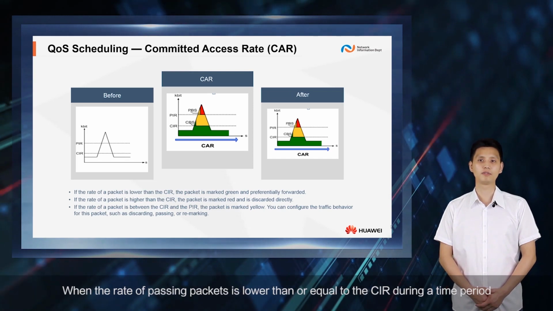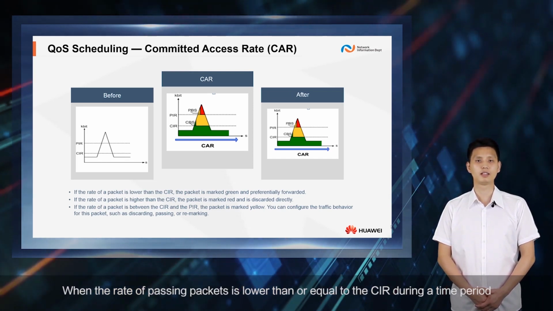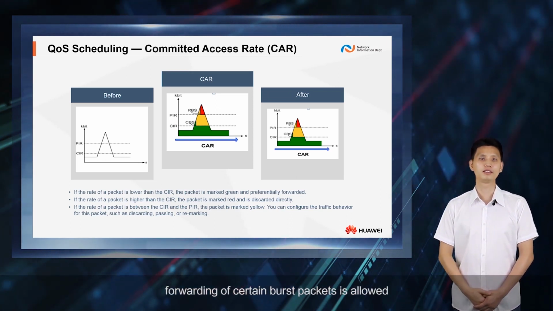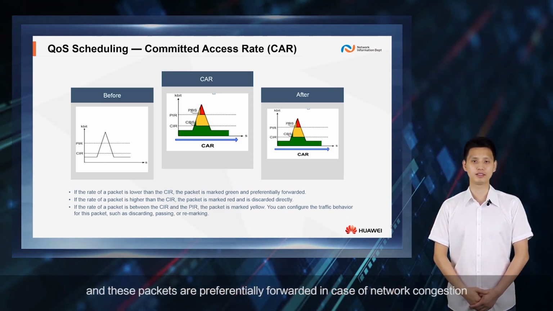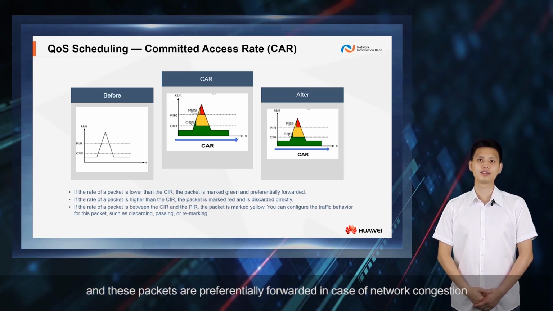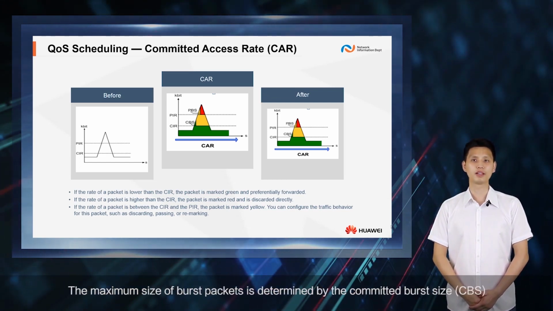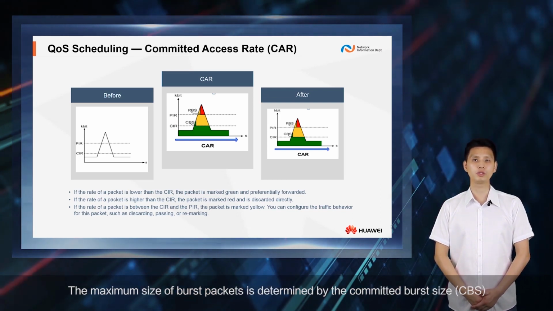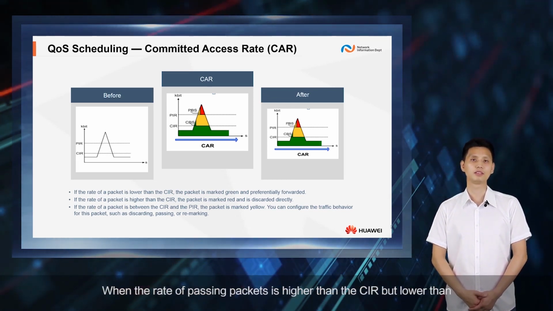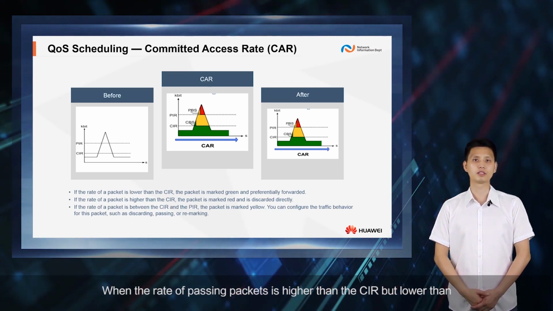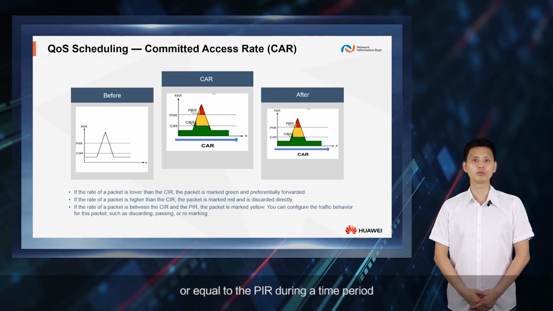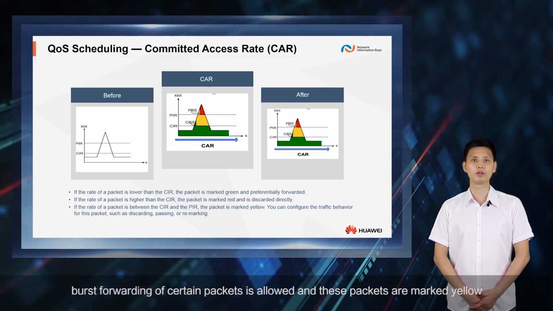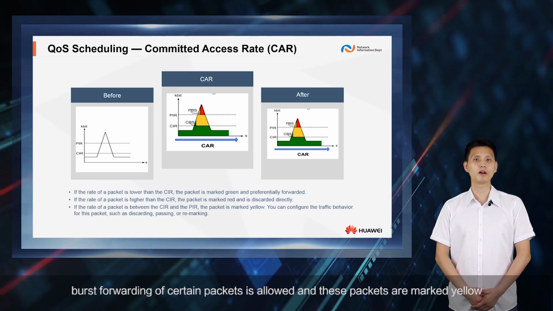When the rate of passing packets is lower than or equal to the CIR during a time period, forwarding of certain burst packets is allowed, and these packets are preferentially forwarded in case of network congestion. The maximum size of burst packets is determined by the committed burst size, CBS. When the rate of passing packets is higher than the CIR but lower than or equal to the PIR during a time period, burst forwarding of certain packets is allowed, and these packets are marked yellow.